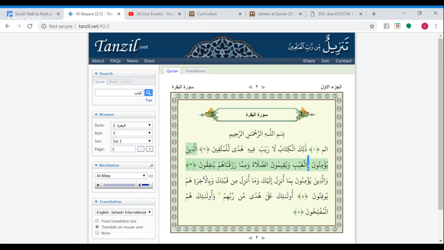Alladhina, those who yu'minuna, they believe bil ghaibi, in the unseen, wa yuqimuna, and they establish. This wow is a connector, and it means and. This wow is not a harf jar, number one. By the way, the word after it is not a noun. They establish.